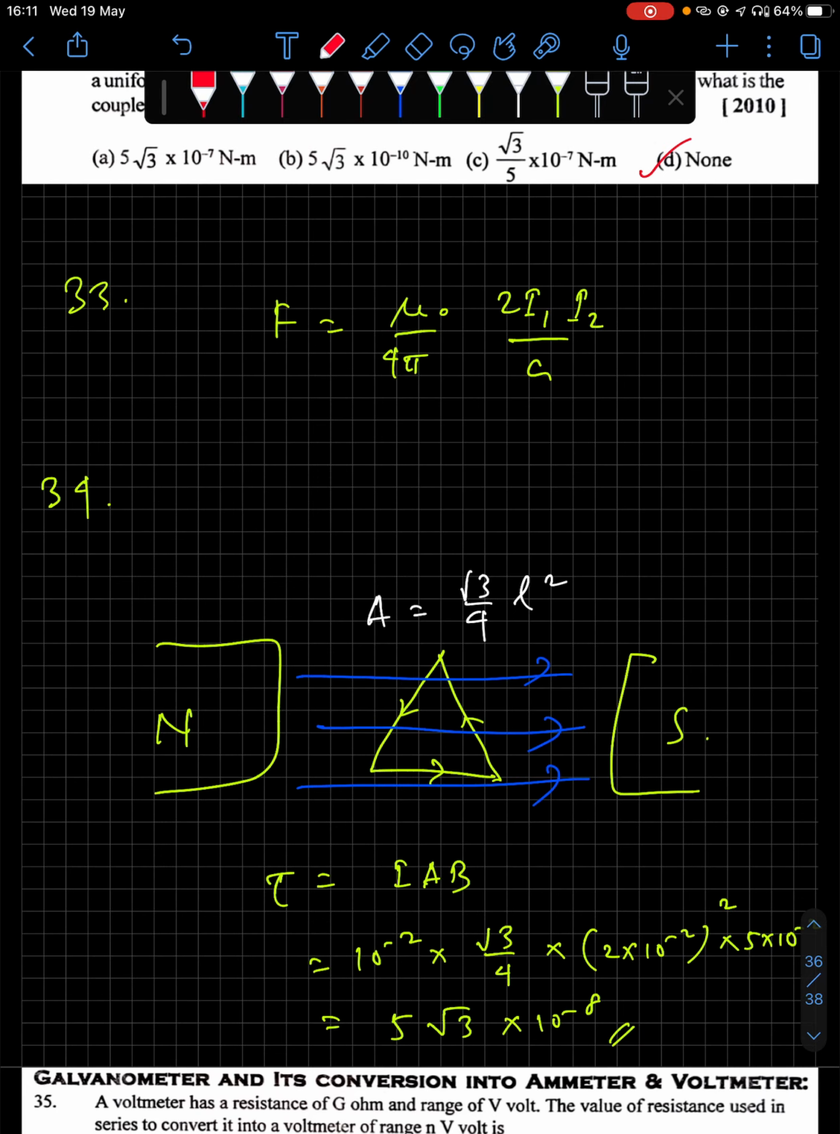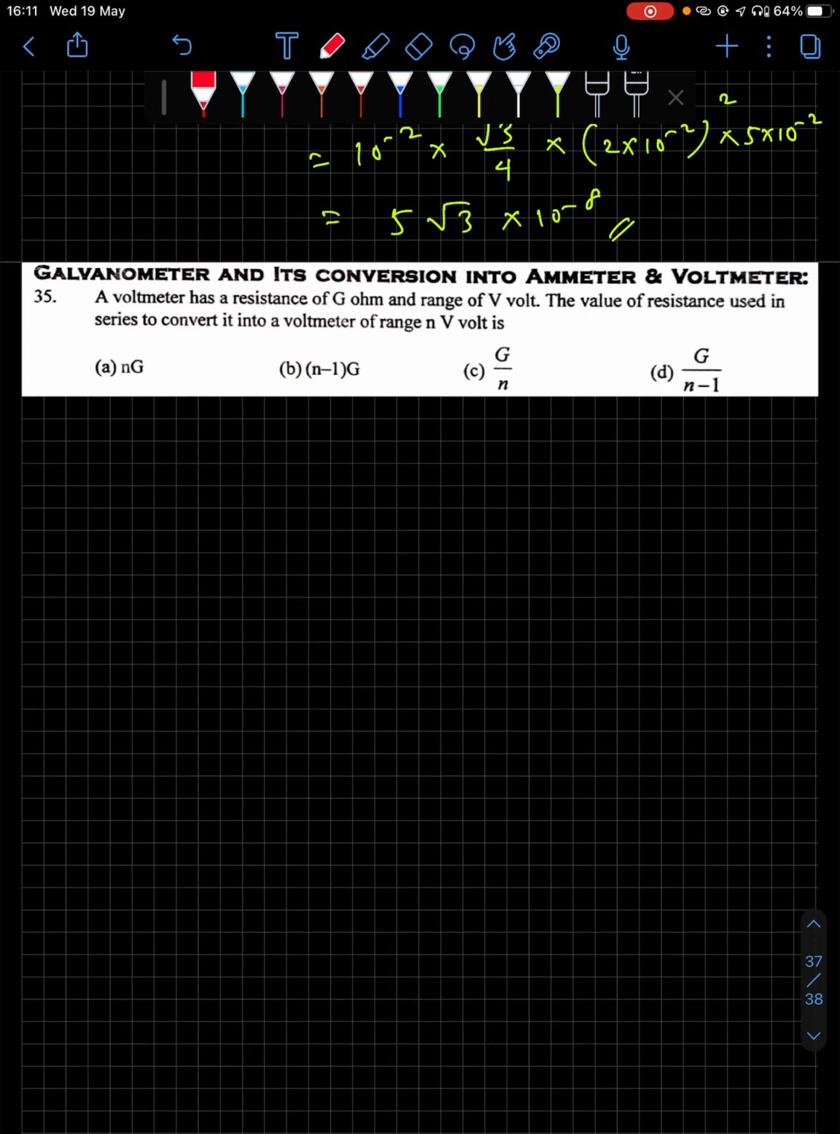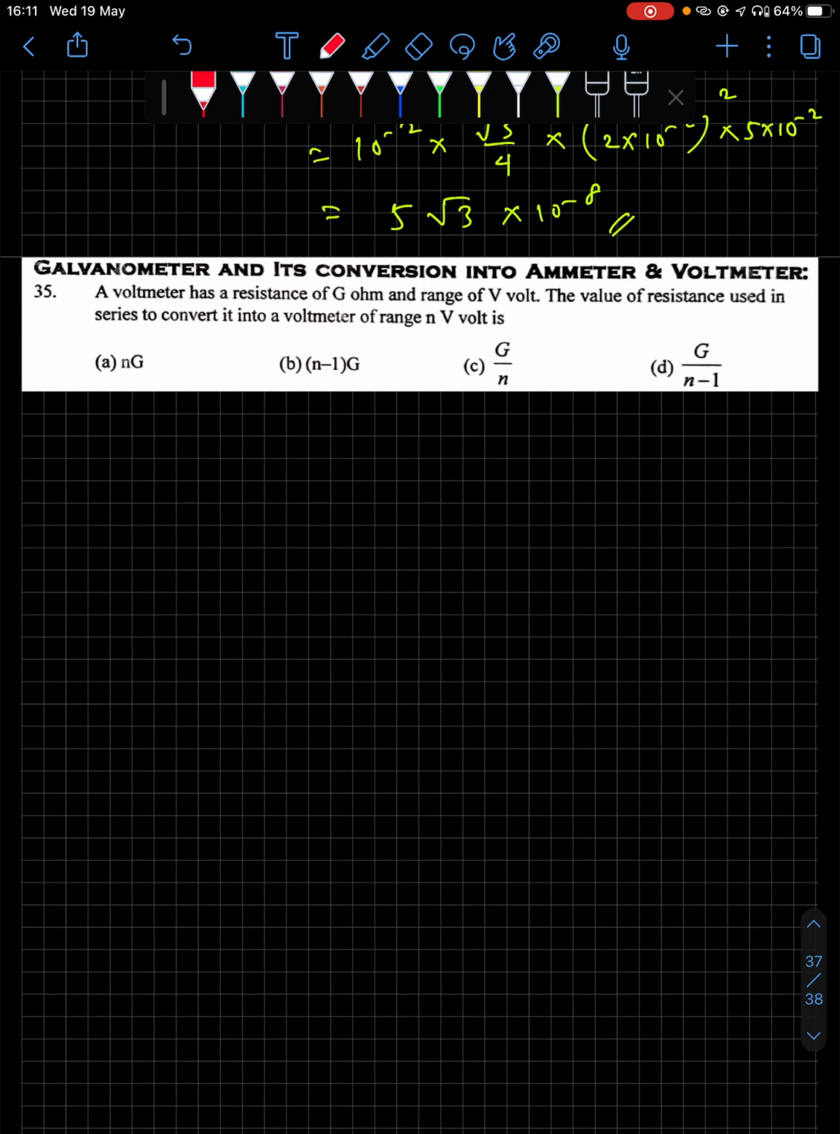Okay, so I hope this is understood. Next, question number 35. Now this is on galvanometer and its conversion into ammeter and voltmeter. So you have a galvanometer of resistance G ohm and voltage V. What is the value of the resistance used in series to convert it into a voltmeter of range N volt? So what you're doing is that you are increasing the range of the voltmeter.